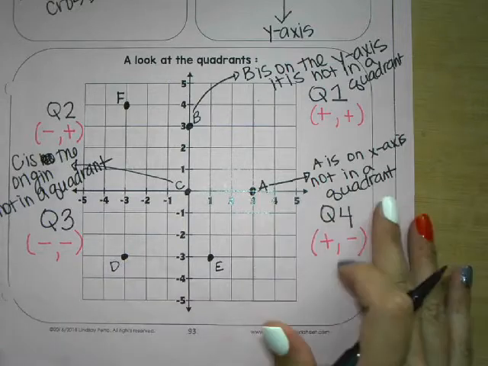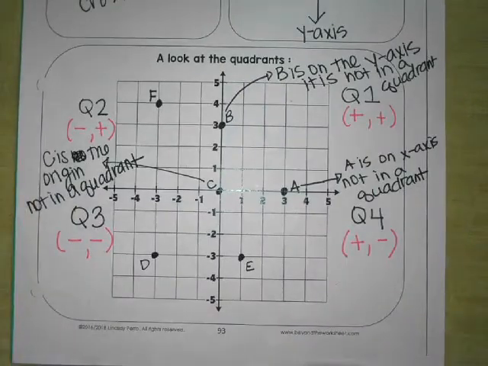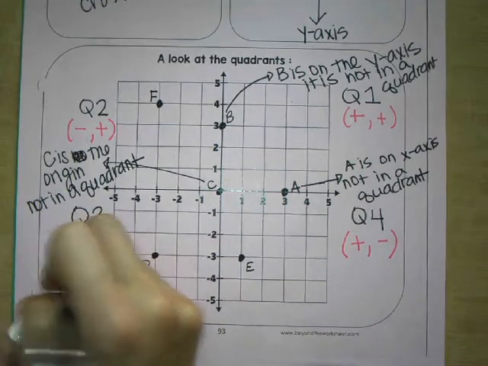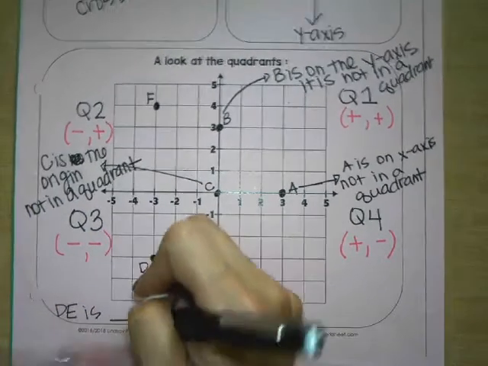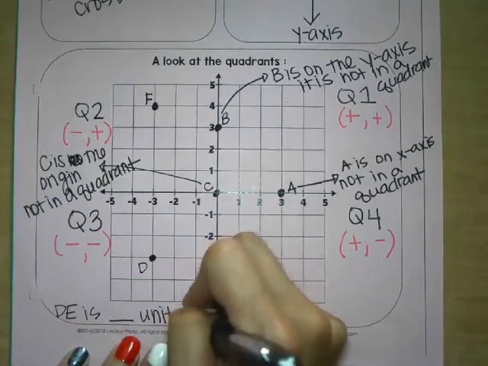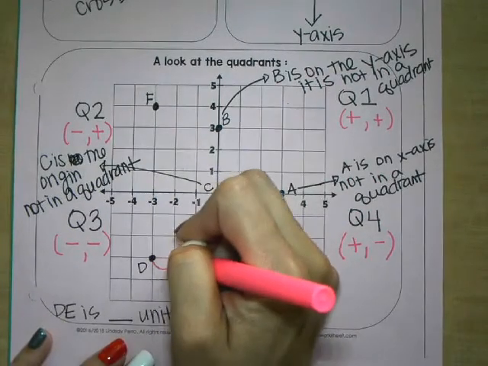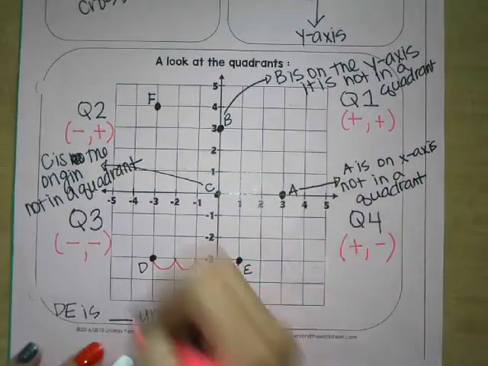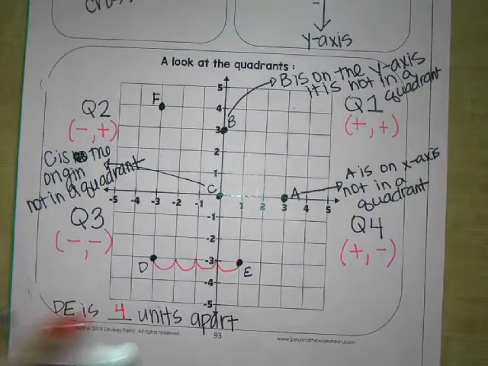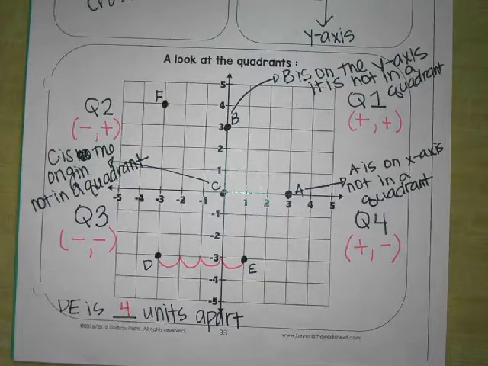Okay. All right, before we move on, I ask you the question, how far apart is D from E? I want to know the distance from D to E. What would you guys tell me? All you're doing is counting from point to point, which gives you 4 units apart. So they are 4 units apart. Each one is 1 unit, unless it says otherwise.